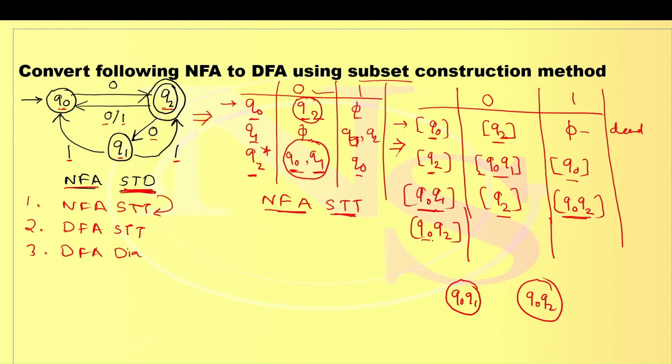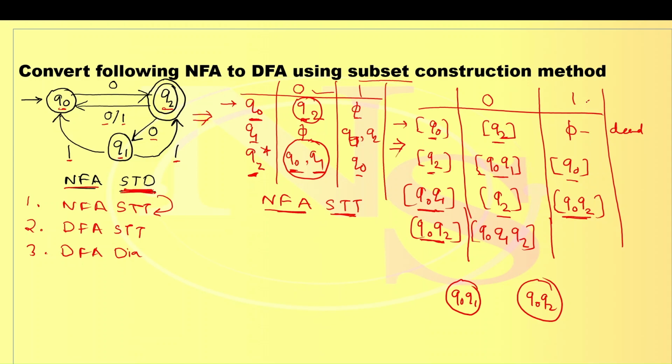So we can combine this Q2 plus Q0, Q1. As here are the two states, Q0, Q2, it's our one subset, but in the NFA two states, Q0 and Q2. So combine this Q2, Q0, Q1. Sequentially we can write down Q0, Q1, Q2. So this is our new subset.